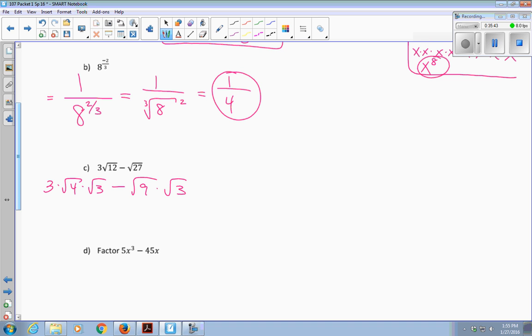All right, the square root of 4 is 2. So this is 3 times 2, which is 6 root 3. And then the square root of 9 is 3, and the square root of 3 can't be simplified. So I have 6 root 3 minus 3 root 3. So I get 3 root 3. 6 root 3s minus 3 root 3s is 3 root 3s. Now those are like terms and you can subtract them.